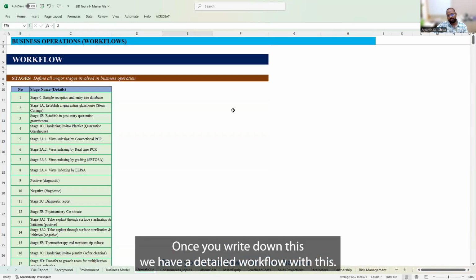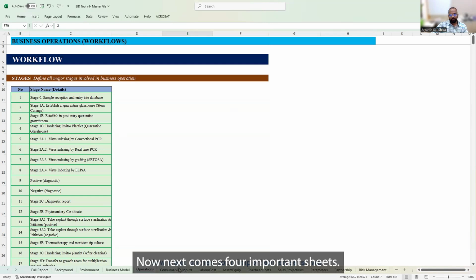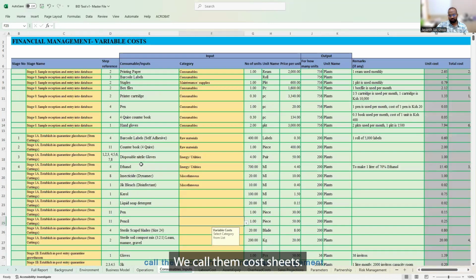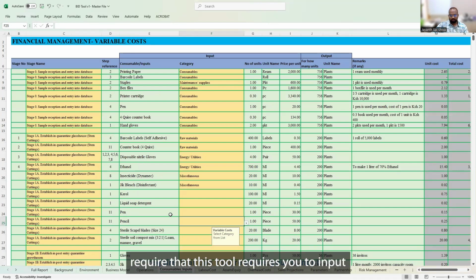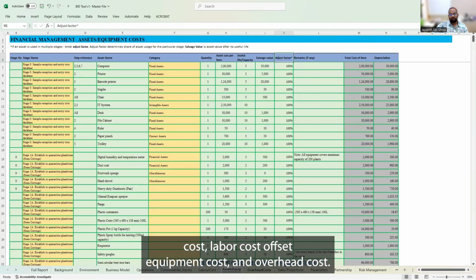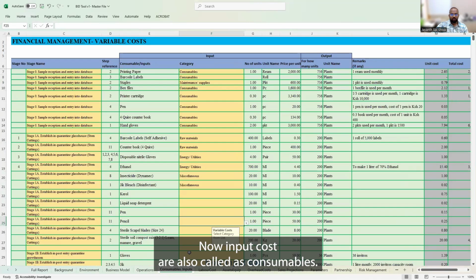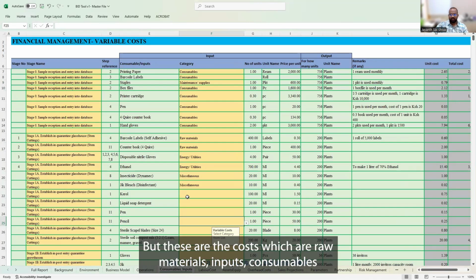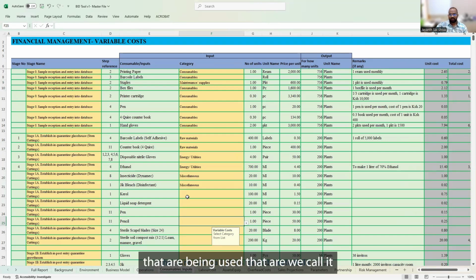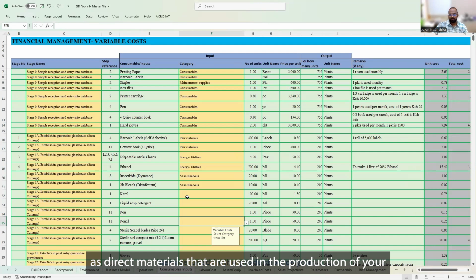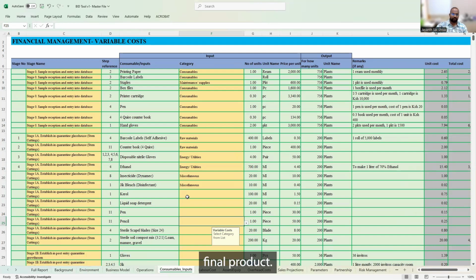Once you write down this, we have a detailed workflow. Now, next come four important sheets. We call them cost sheets, financial management. There are four types of cost that this tool requires you to input: input cost, labor cost, asset equipment cost, and overhead cost. Now, input costs are also called consumables costs. These are the raw materials, inputs, and consumables that are used, what we call direct materials, in the production of your final product.